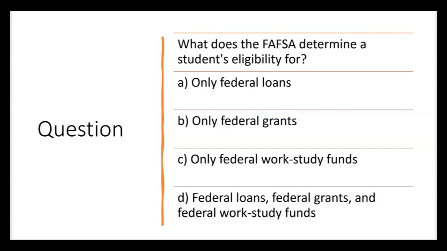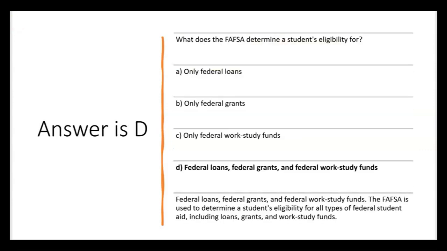All right, what does the FAFSA determine a student's eligibility for? Is it A, only federal loans? No. Is it B, only federal grants? No. C, only federal work-study funds? No. It's D, federal loans, federal grants, and federal work-study funds. D is correct because the FAFSA is used to determine a student's eligibility for all types of federal student aid, including loans, grants, and work-study.